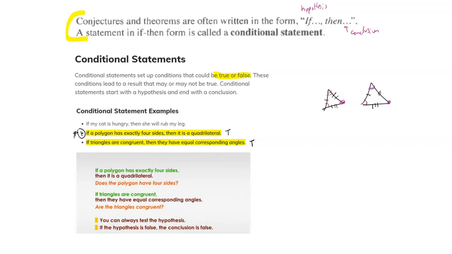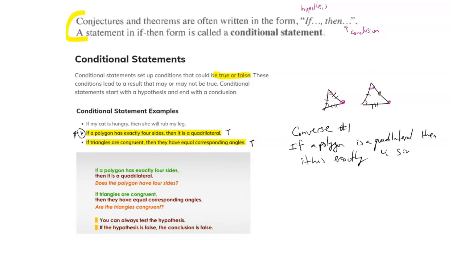And I want to come up with the converse for my first one. So I'll call this number 1. So I'm going to say converse for number 1. Okay. So if a polygon has exactly 4 sides, then it is a quadrilateral. All right. So the converse would be: if a polygon is a quadrilateral, then it has exactly 4 sides.